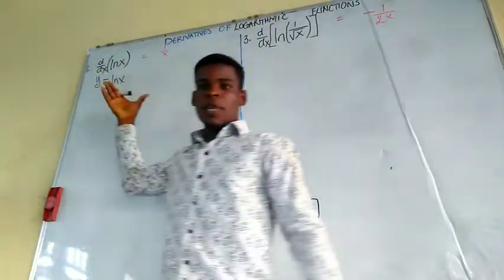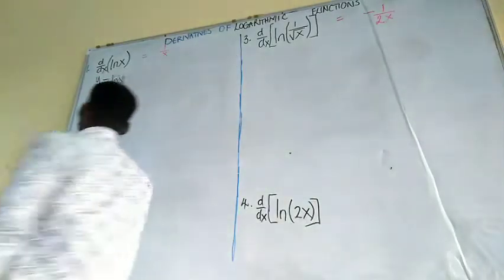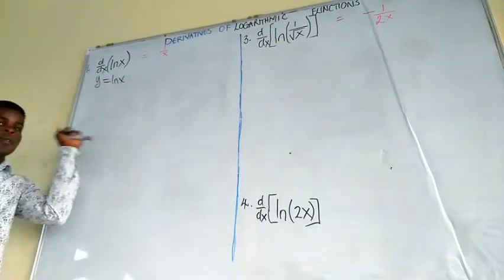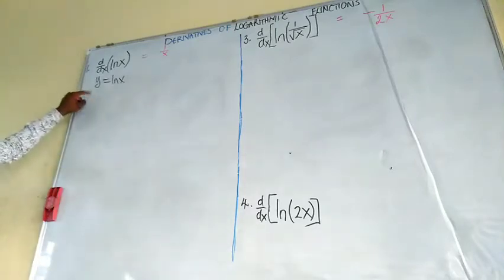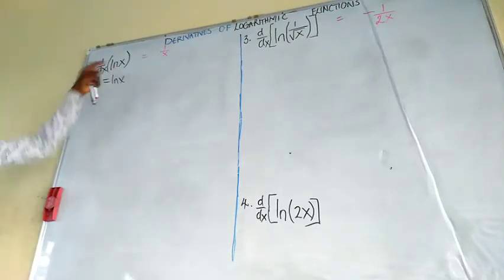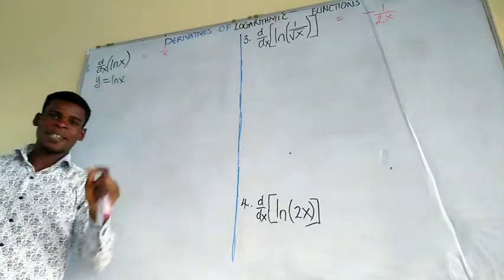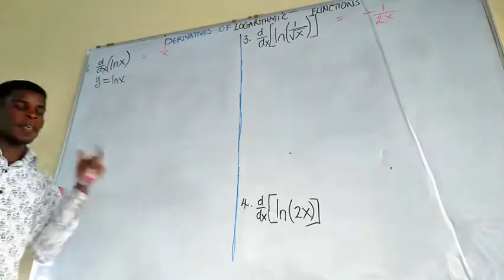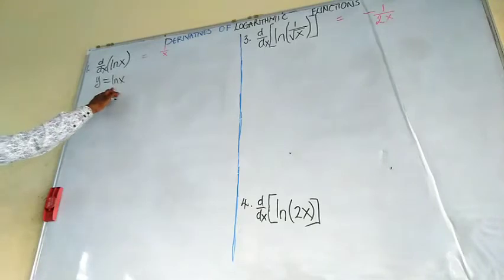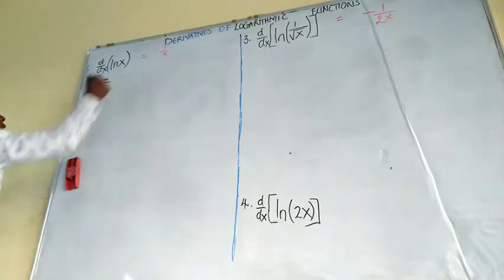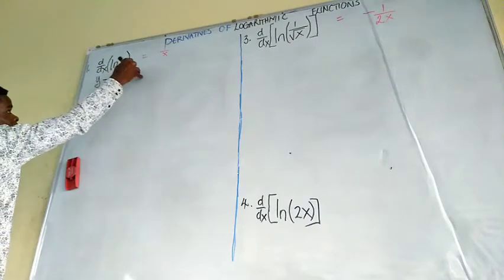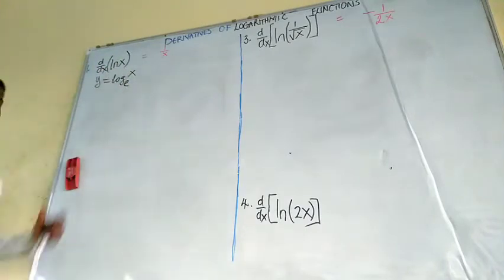If we make y to be ln of x like that, then we want to find the derivative of y with respect to x. The derivative of ln x is just 1 over x, and we are done. But let me show you the steps, alright? First, you know that this is ln of x. It is the same thing as saying the logarithm of x to base e, like this, right?